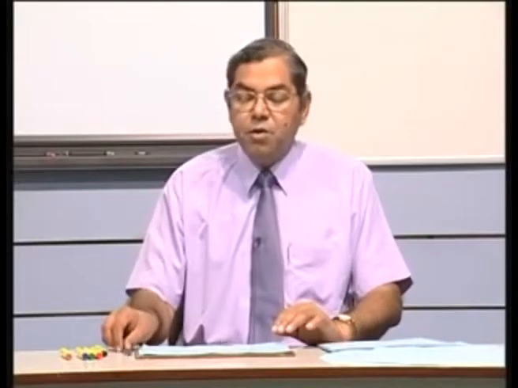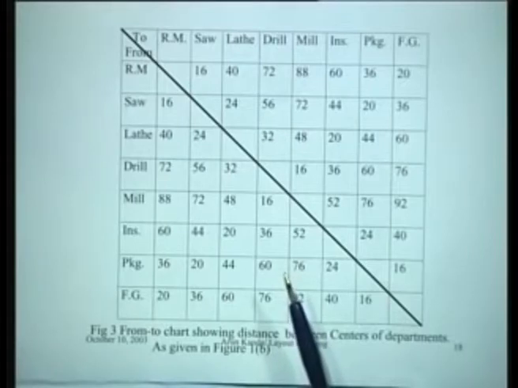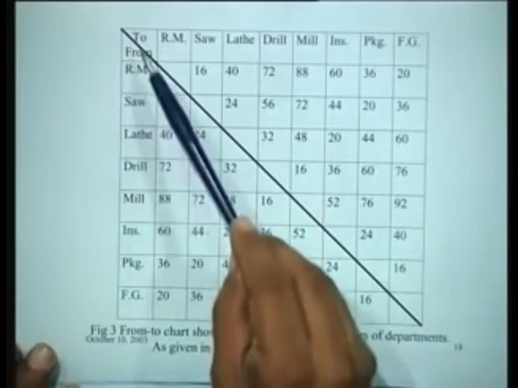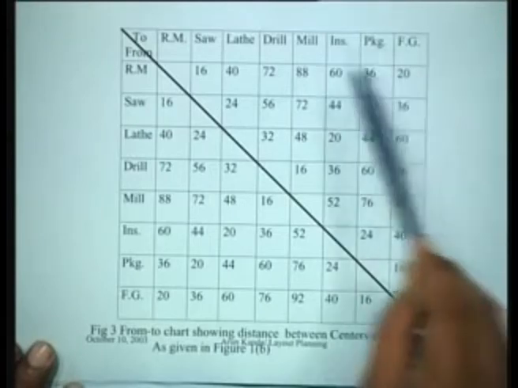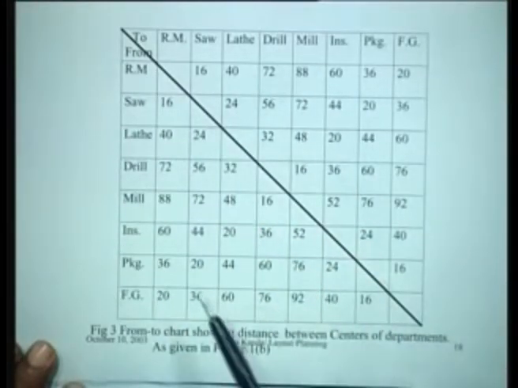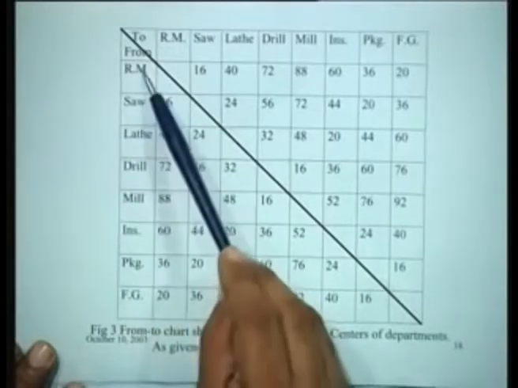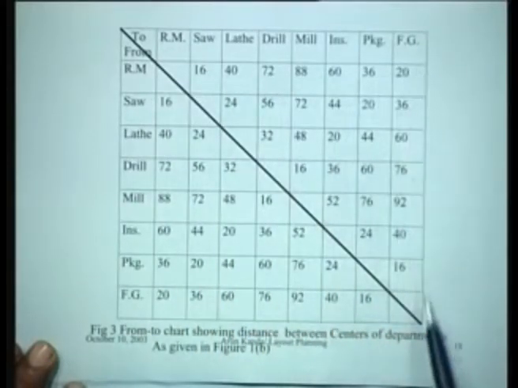In this figure, which is also a from-to chart, the previous chart was the total flow or material handling, or material flow, taking place between all pairs of departments. This particular chart is the information pertaining to the distances between these various departments.